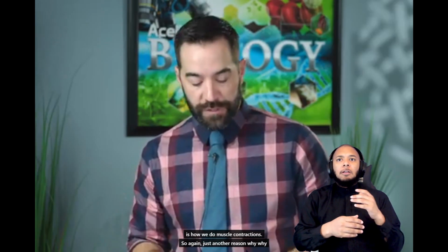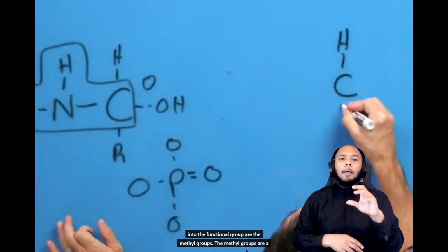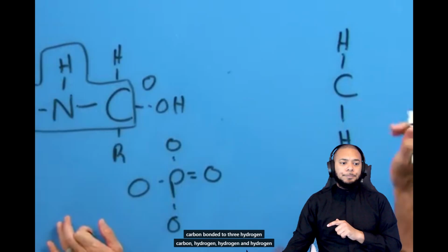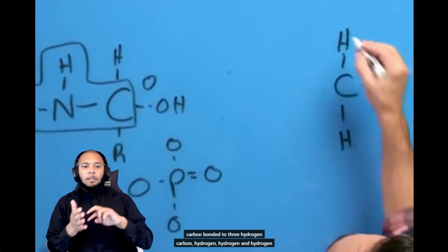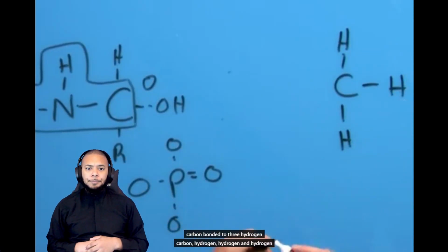So again, all of these groups are important, and they all serve a really important role within cells. Another group that falls into the functional groups is the methyl group. The methyl group is a carbon bonded to 3 hydrogens: carbon, a hydrogen, and a hydrogen there. That is the methyl group. These compounds are referred to as methylated compounds.